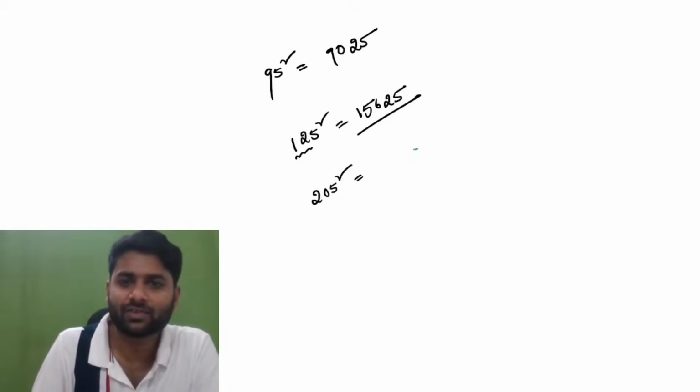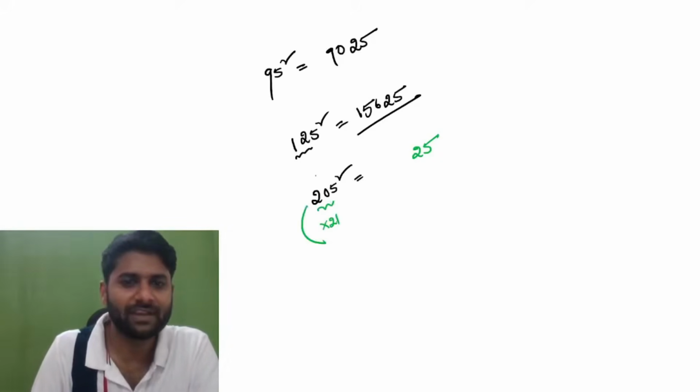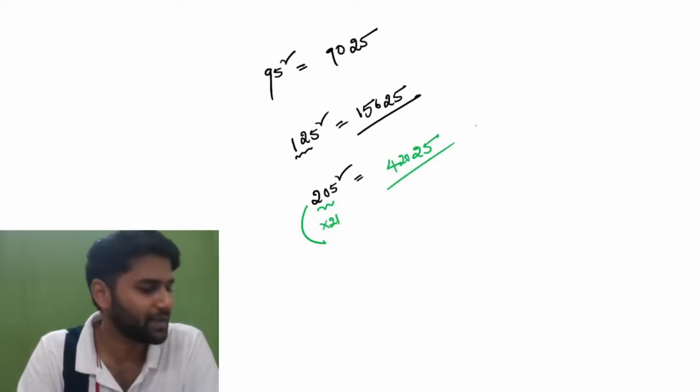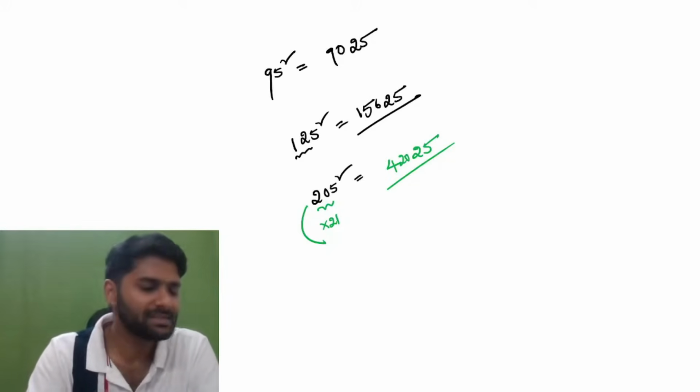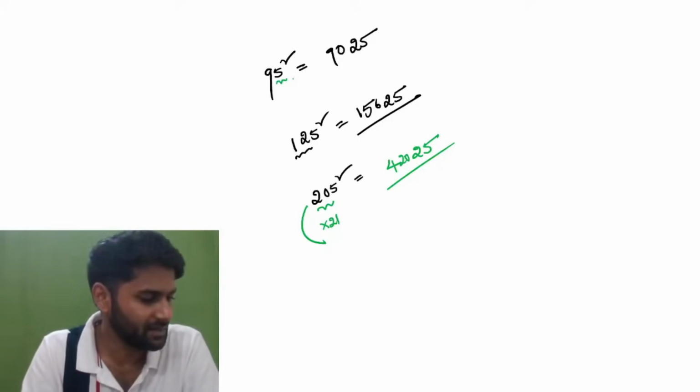205 square. So you know that 5 square's last two digits are 25. Here the next number of 20 is 21. 21 into 2 is 42, into 10 is 420. So the answer is 42025. Hope it's clear. This logic is applicable only if the units place is 5. Clear? Let's go for the remaining questions.